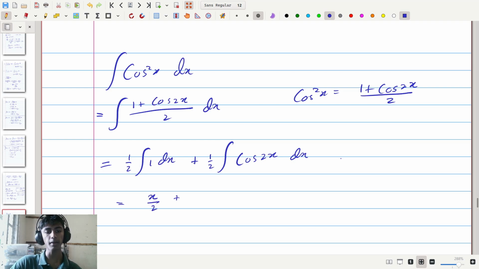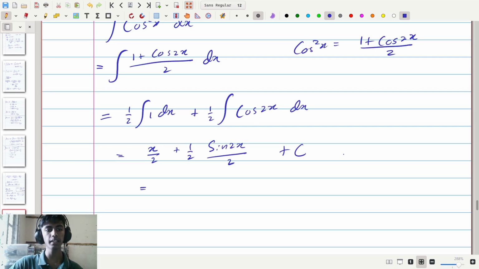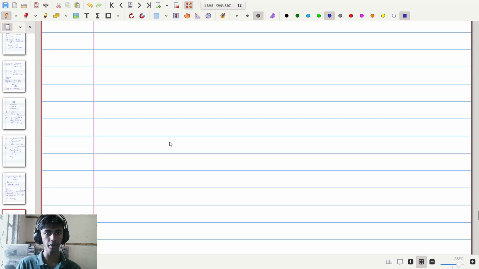For the second bit, we have plus half times the integral of cosine of 2x, which is going to be the sine of 2x divided by 2, and then plus c. Simplifying a little bit, we get that the integral of the cosine squared of x with respect to x is going to be equal to x divided by 2 plus the sine of 2x over 4 plus c. There's our answer. Next, let's find the integral of the tangent squared of x and the cotangent squared of x.